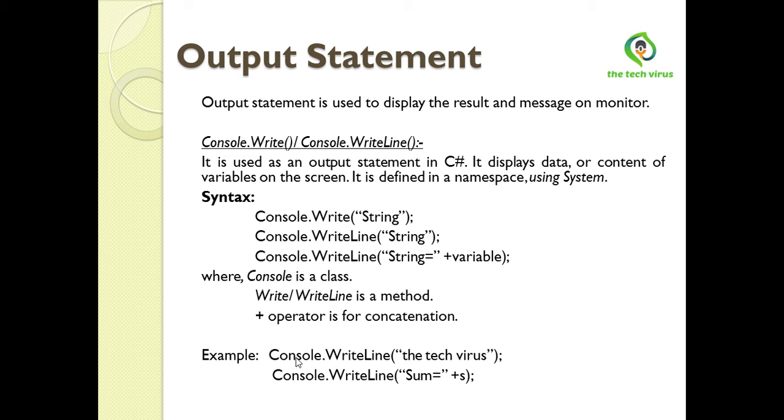Now see the syntax of output statement. See here console.writeline and pass here string. Then our output is string. Here console.writeline and string, console.writeline string and variable. This plus sign is for concatenation. See here where console is a class, write and writeline is method, plus operator is for concatenation. Okay, here see example console.writeline and pass here the text virus. Then our output is the text virus.